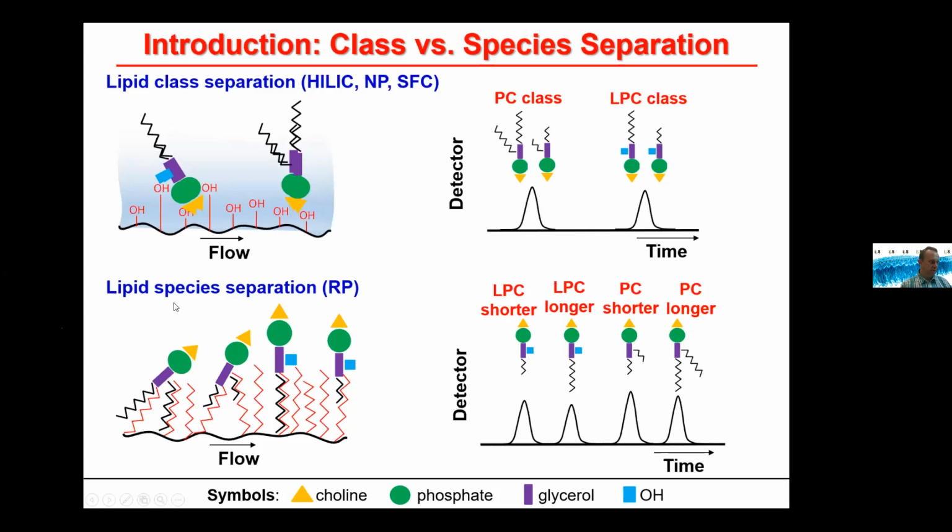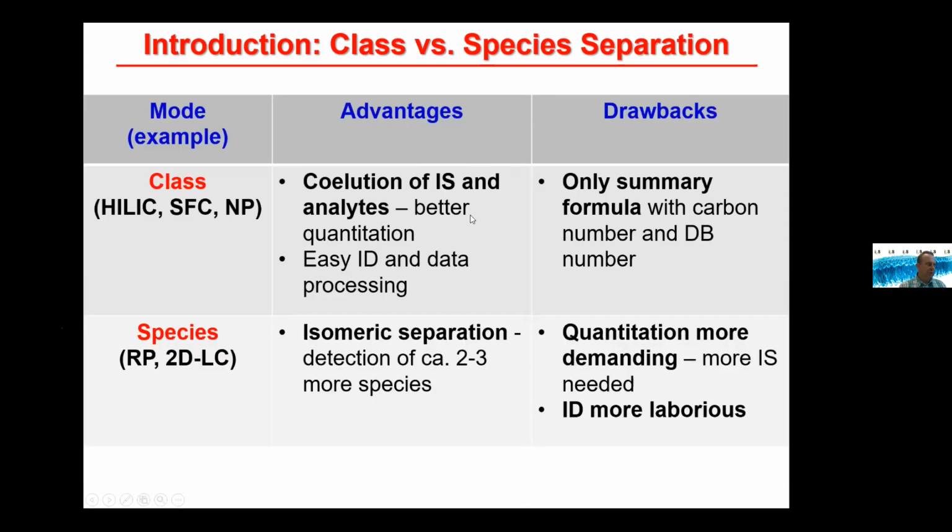But if we do lipid species separation, typically with reversed-phase chromatography, then the primary interaction is between the hydrophobic part of the lipid molecule and the non-polar part of the stationary phase, for example octadecyl silica gel. Simply, the longer the fatty acid chain, the higher the retention. But we also have separation within individual classes, so typically you are able to separate many more molecules, including some isomers. But this could be a difficulty for quantitative analysis. So this is the major difference between class and species separation in lipidomics.